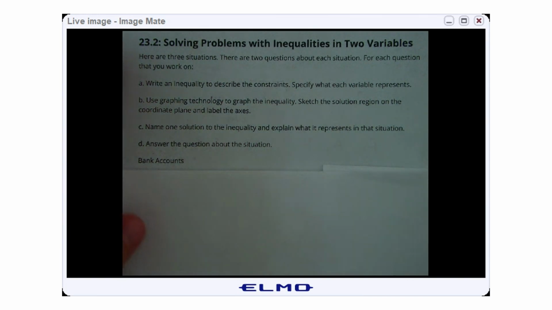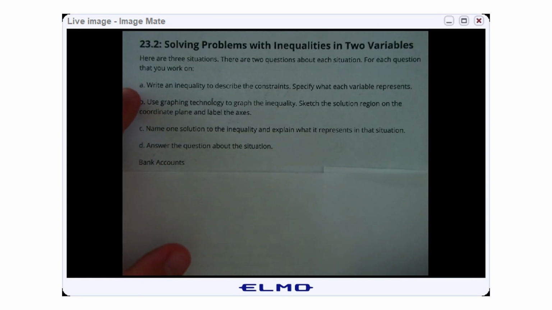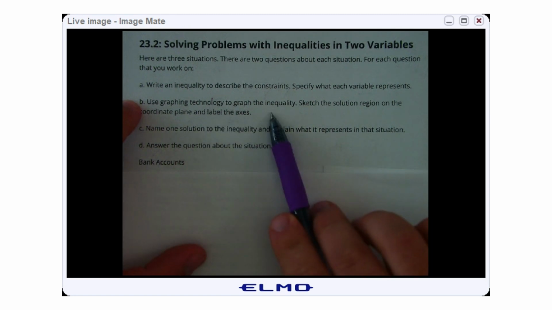It says here are three situations. We're only going to go over two of them. There are two questions about each situation. For each question that you work on, first, we're going to write an inequality to describe the constraints, and then specify what each variable represents. And then, this is important, we're going to use graphing technology to graph the inequality.